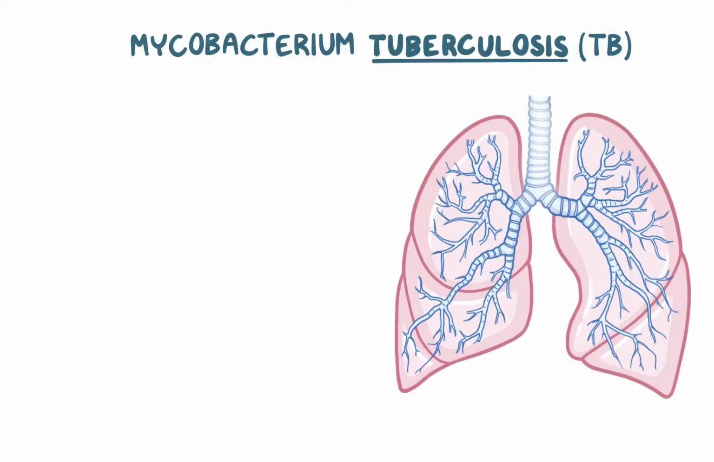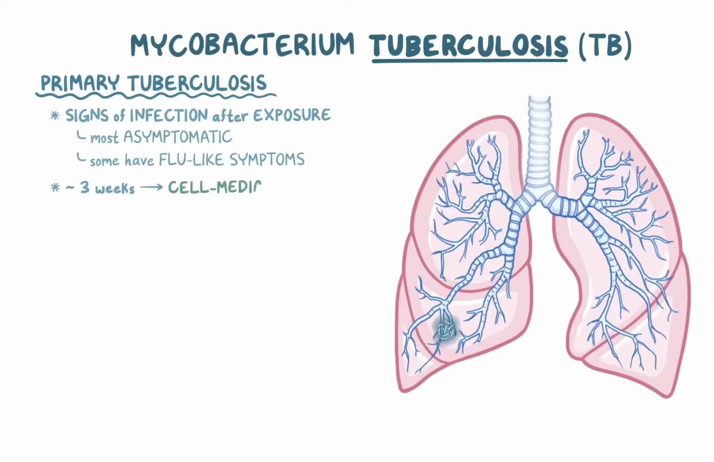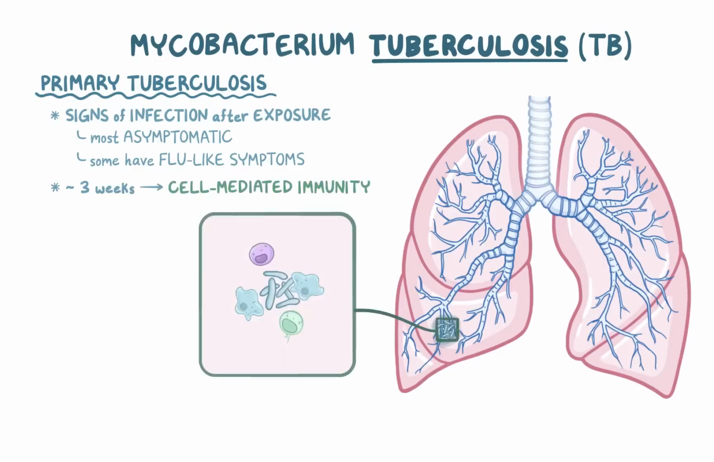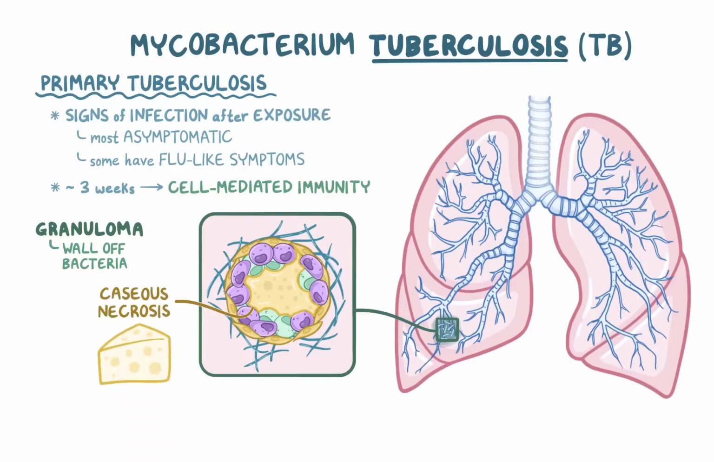At this point, somebody has developed primary tuberculosis, which means that they have signs of infection soon after being exposed to TB. Even though it sounds bad, most people at this stage are actually asymptomatic, or maybe have a mild flu-like illness. About 3 weeks after initial infection, cell-mediated immunity kicks in, and immune cells surround the site of TB infection, creating a granuloma, essentially an attempt to wall off the bacteria and prevent it from spreading. The tissue inside the middle dies as a result, a process referred to as caseous necrosis, which means cheese-like necrosis, since the dead tissue is soft, white, and looks kind of like cheese.